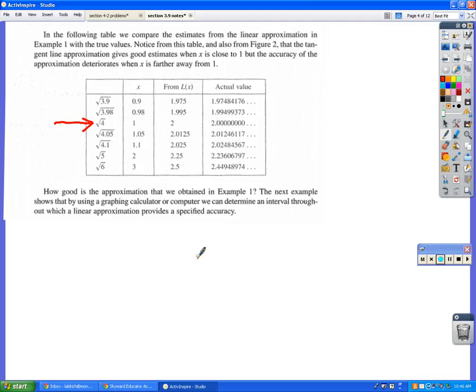Is that always going to be overestimated? No. What would the graph look like for it to be an underestimate? A parabola, right, a parabola or something like that. Then the tangent line would be here, and our estimates would be below the actual values.